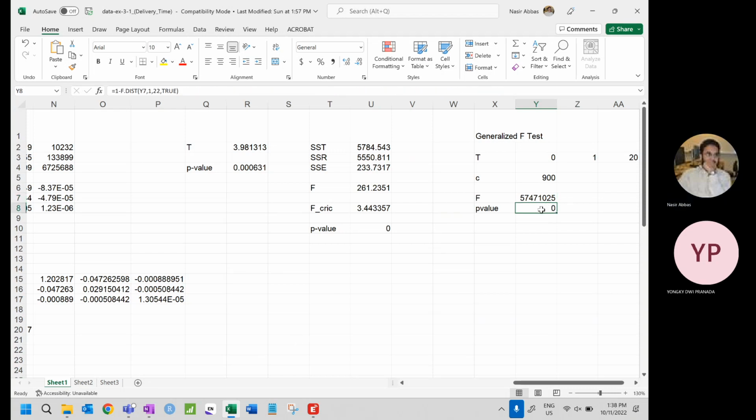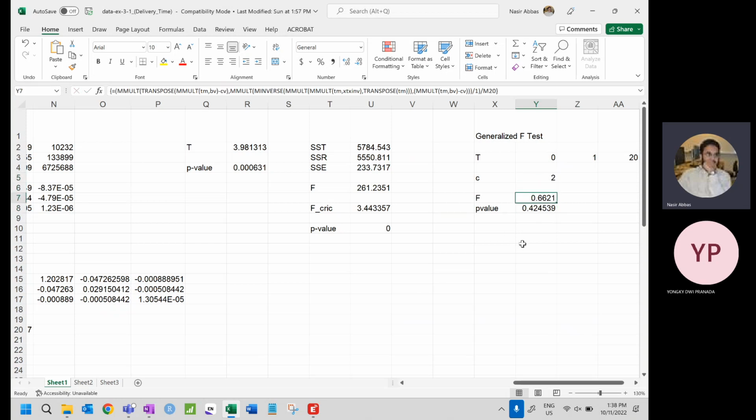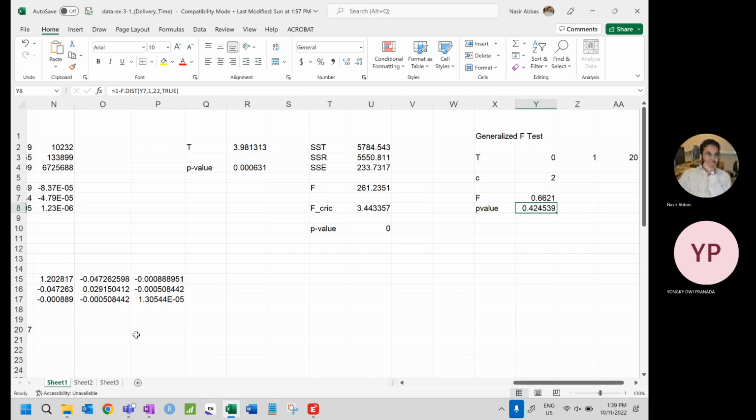Let me change it to, let's say, 2. Now the F value is 0.6621. The F distribution is from 0 to infinity, right? We are interested in the area from 0.6621 all the way up to infinity. We are not interested in the area from 0 to 0.6621, but Excel will give you that. Then we take 1 minus that to get to the other side. Any other questions?